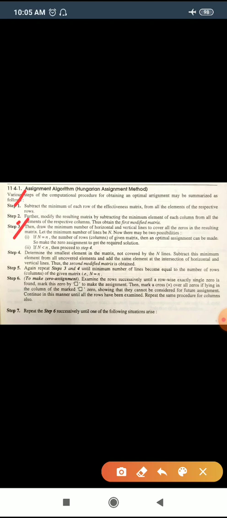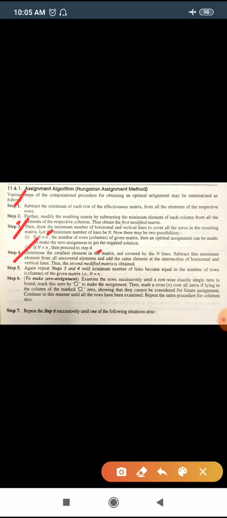Let the minimum number of lines be n, and there may be two possibilities. If the number of lines is equal to the number of rows of the given matrix, then an optimal assignment can be made, so make the zero assignment to get the required result. If the number of lines is less than the number of rows or columns, then we go to step 4. If the number of lines is equal to the number of rows, then we can assign the jobs to persons.